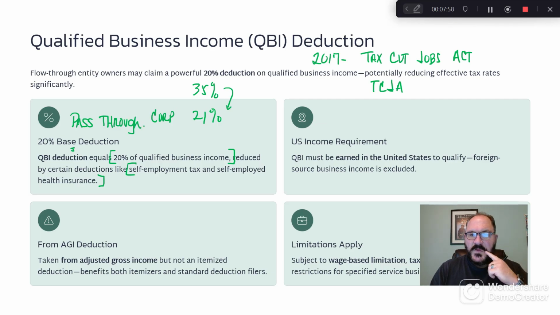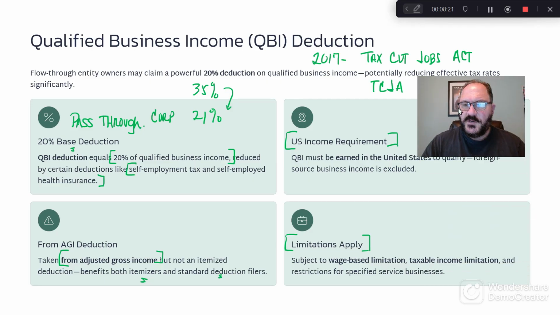Now, the income has to be made in the United States. The deduction is from AGI. It's not an itemized deduction, so it benefits both itemizers and standard deductions. And there are some limitations that apply. There's wage-based limitations, and a couple of limitations: wage-based and taxable income. So the bottom line here is it's meant to balance things out between pass-through and corporations.